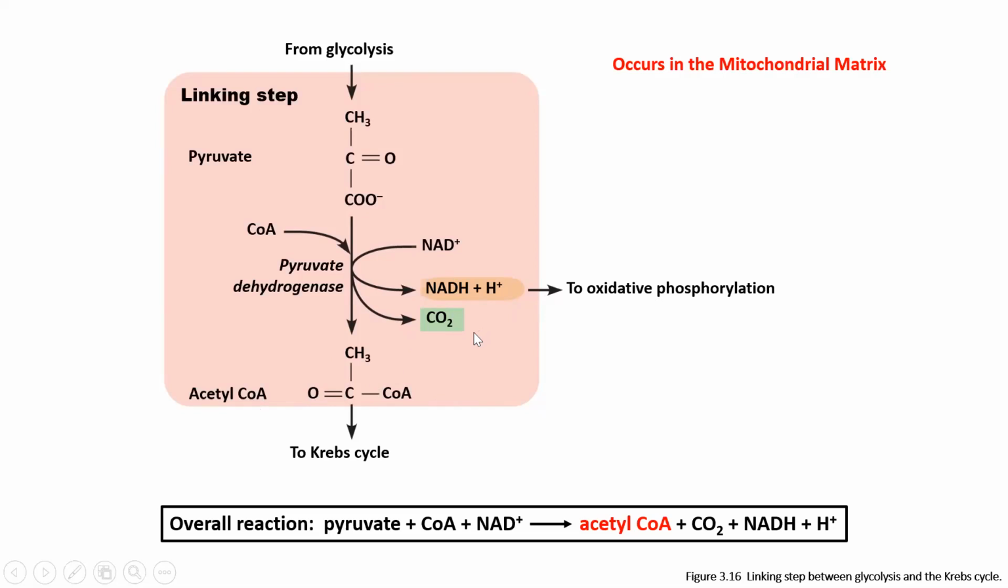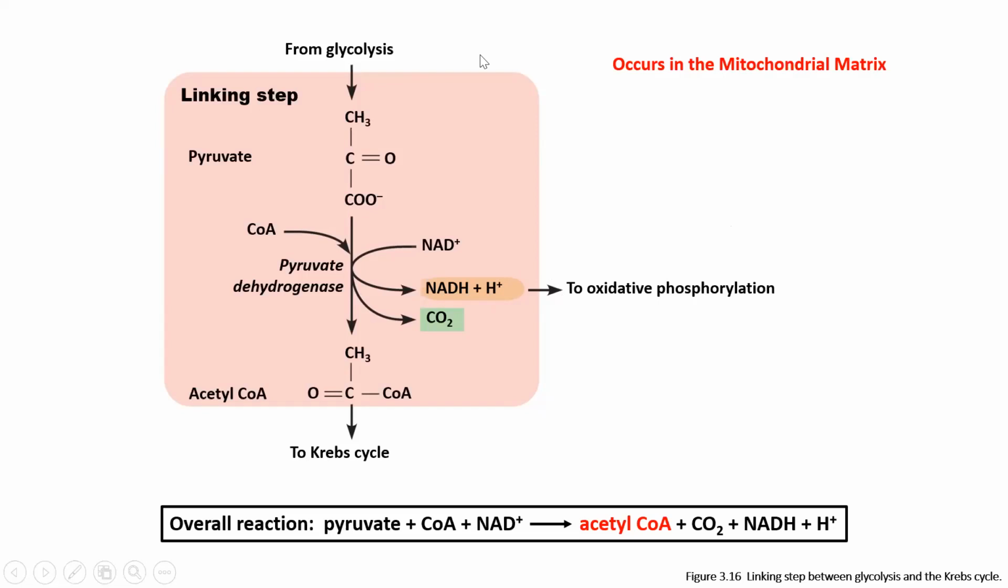There was no CO2, there was no oxygen yielded or required in the first step, in glycolysis. But here in the linking step, we do yield CO2, we do yield acetyl-CoA as the ultimate product, and then we do yield NADH carrying electrons to the mitochondria for oxidative phosphorylation as well, okay?